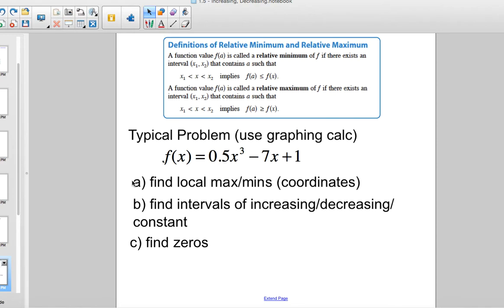So this would be a typical problem you guys would see. I want you to do it on your own. Use your graphing calculator. Find the local minimums and maximums. Find the intervals of increasing, decreasing, or constant. And then part C, find the zeros. So go ahead and do that on your calculator now.